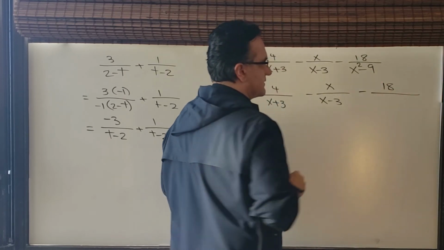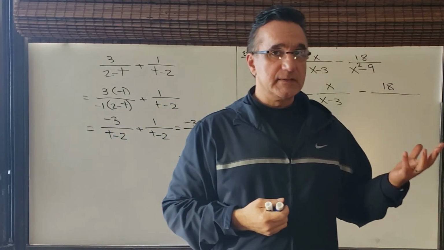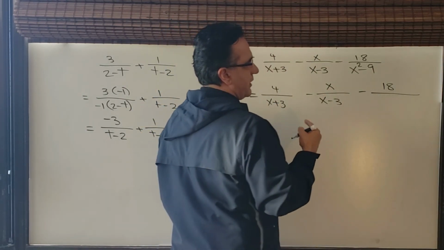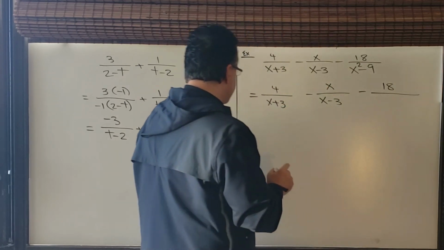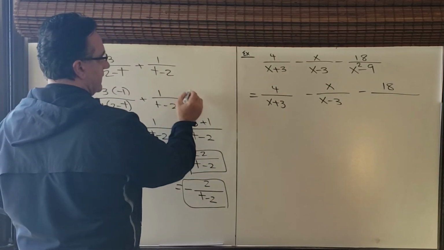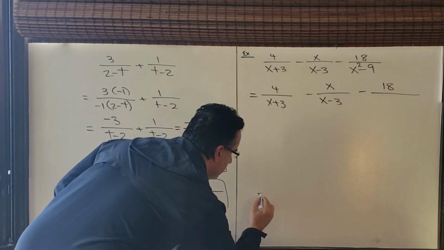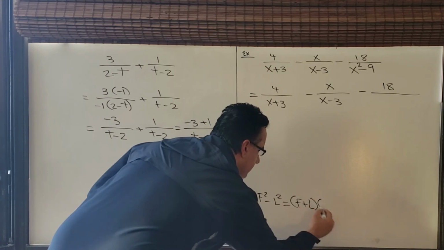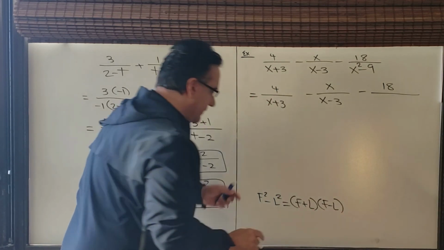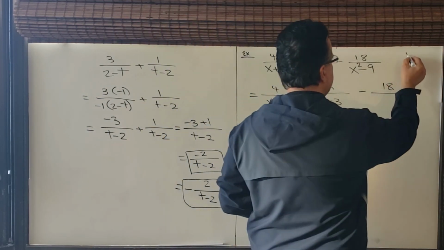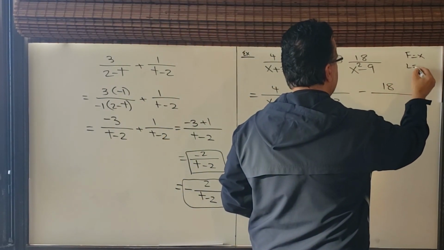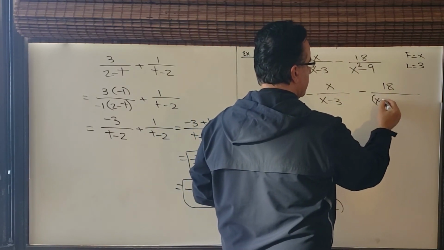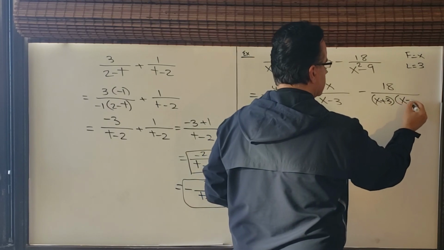Now this one is factorable, right? Remember, that's a difference of two squares, right? And you know how those factor? They factor as a product of conjugates with the form that we had, which was, if you recall, I'll write it down here, f squared minus l squared equals f plus l times f minus l. In this situation, your f is x and the l is 3. So that's a simple factorization. It turns into x plus 3 times x minus 3.